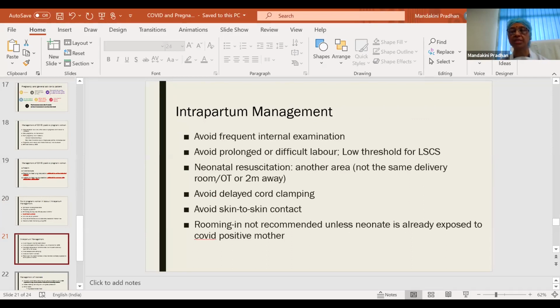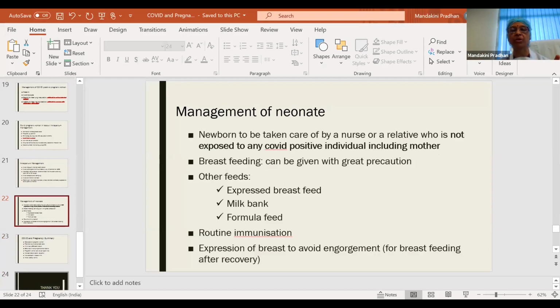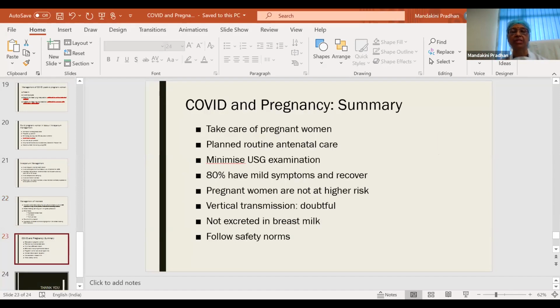Neonates: Dr. Kitty has already pointed out how we shift the neonate from the labor room to a place a little distance away, and how to take care of the newborn. And breast milk, we had a discussion about it, and I need not go into detail. We at present encourage breastfeeding. If the mother can take care of the baby with all this hygiene, then breastfeeding should be given. Otherwise, expressed breast milk can be given, collecting that.